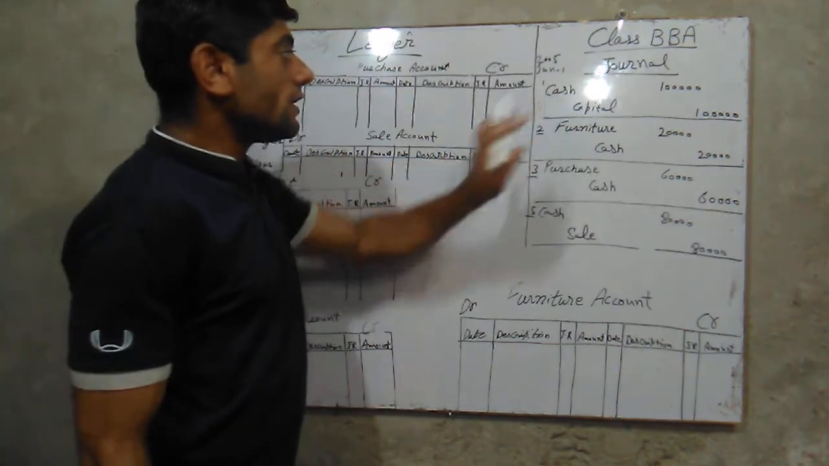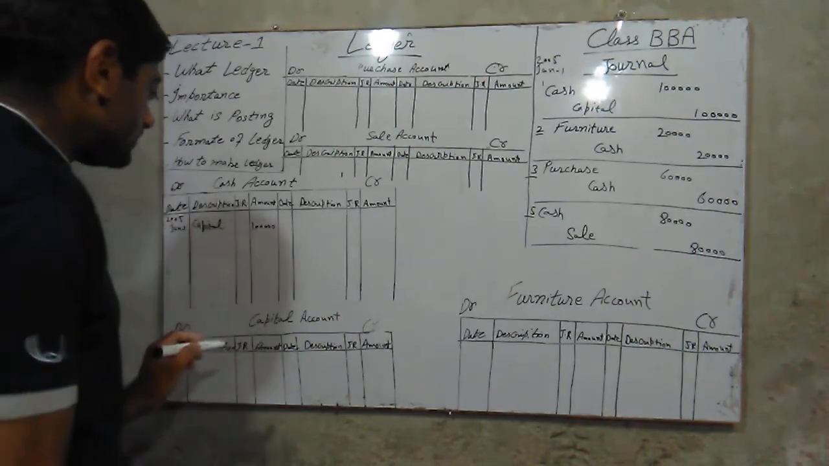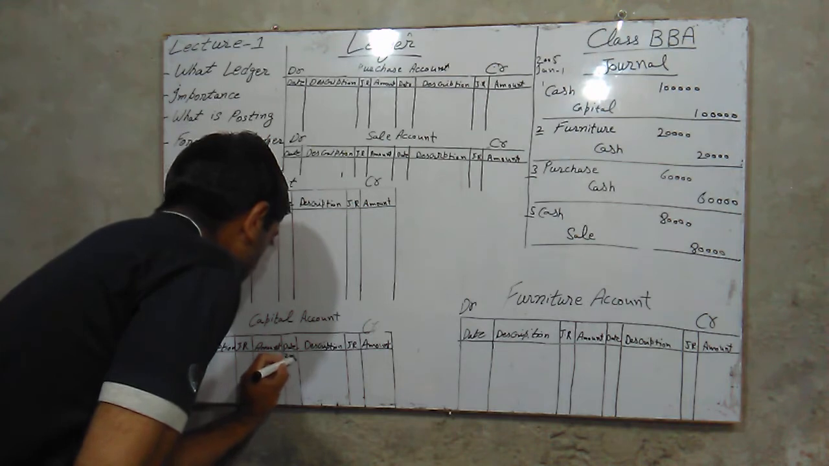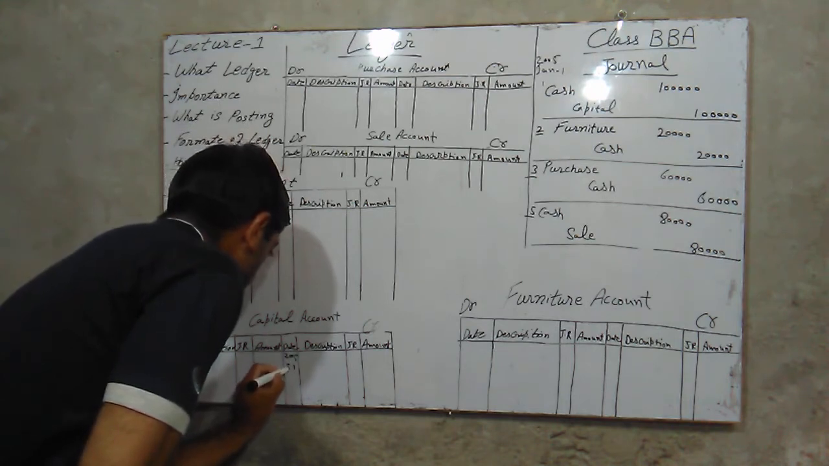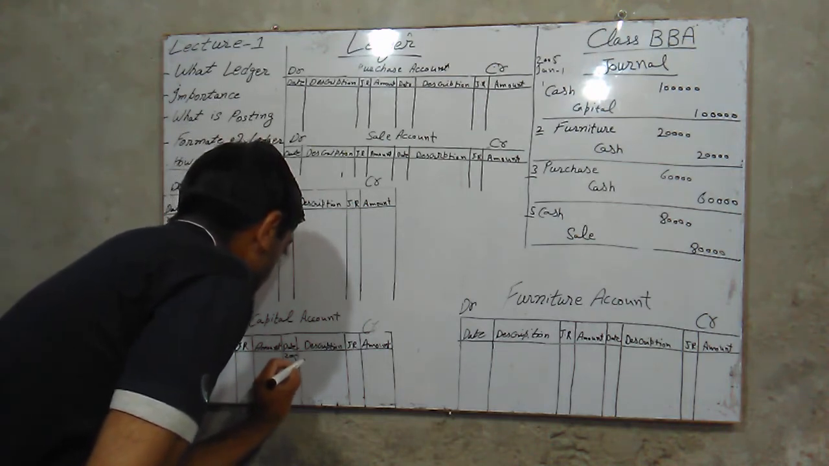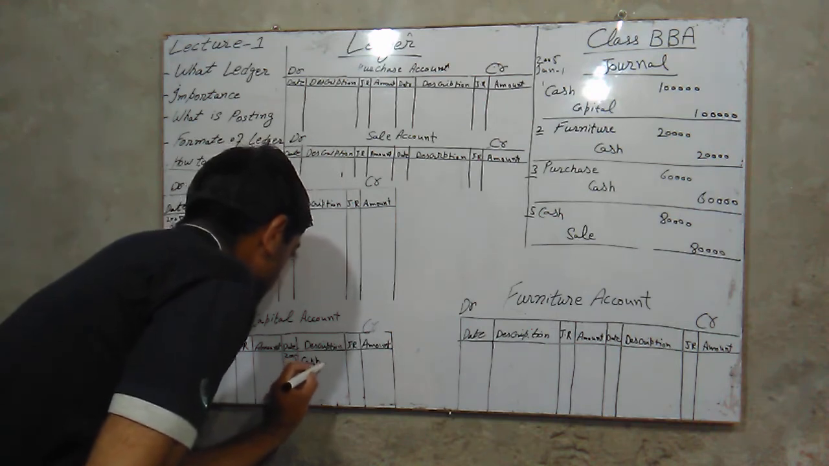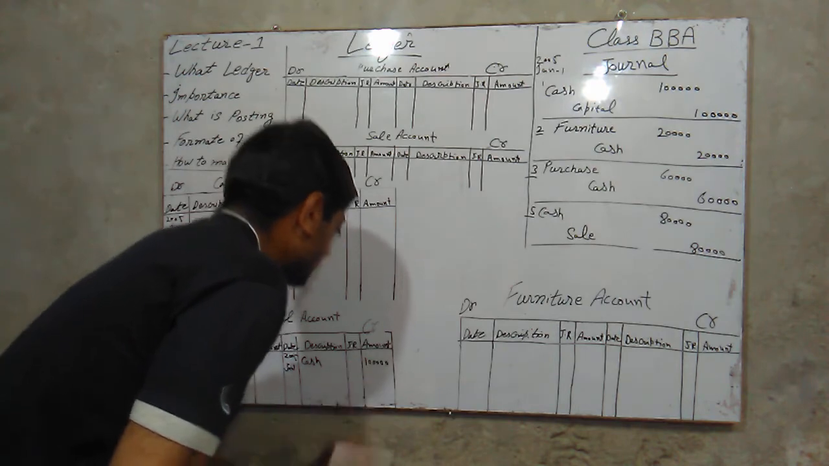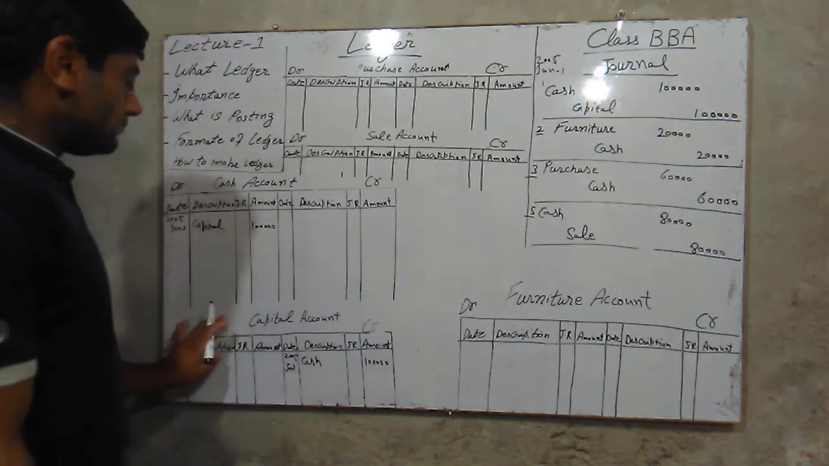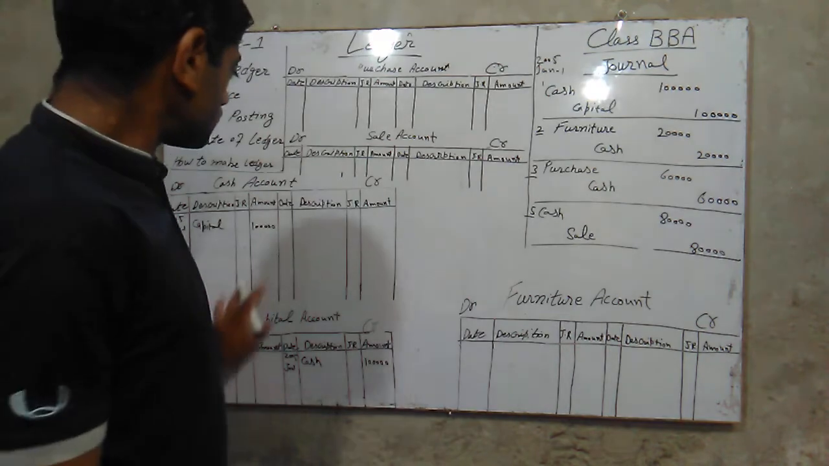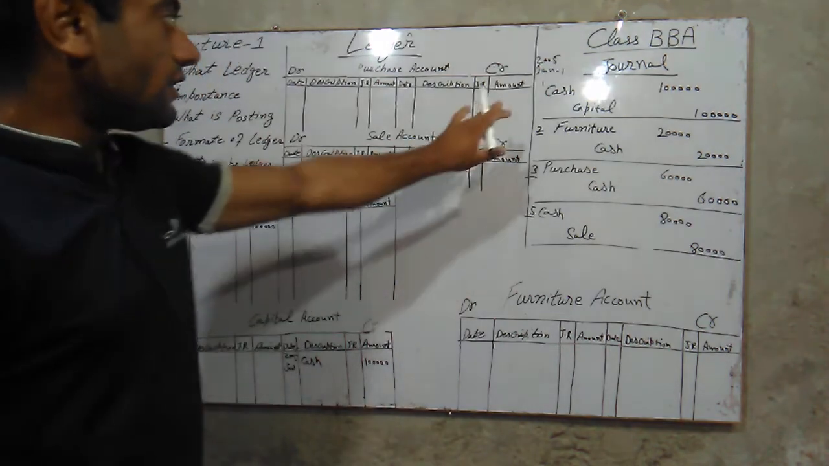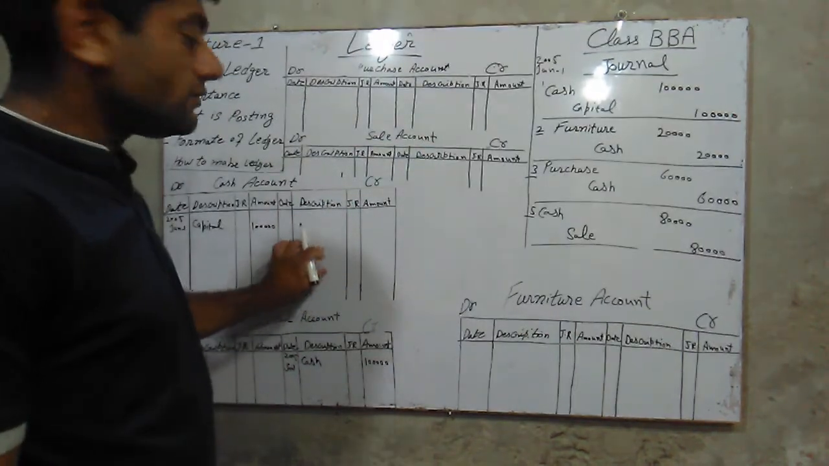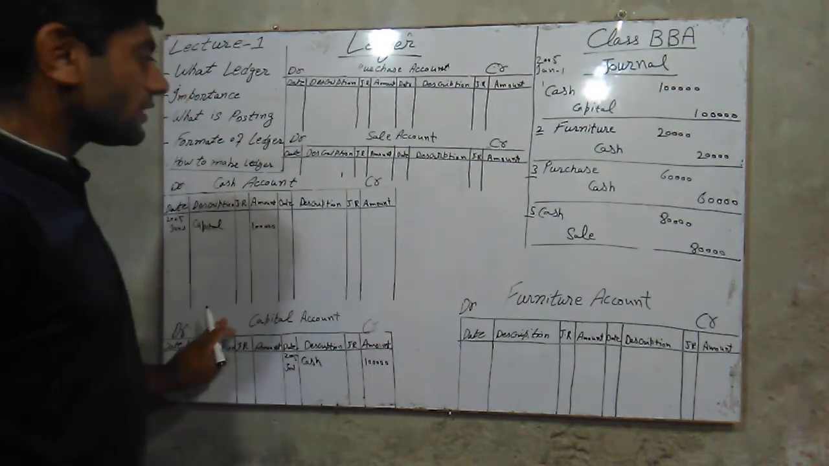Second account is capital, credit due to cash. 2005 January 1st, capital due to cash, capital is credit. So next, you can transfer this entry to the ledger account. This is a cash account, this is a capital account.